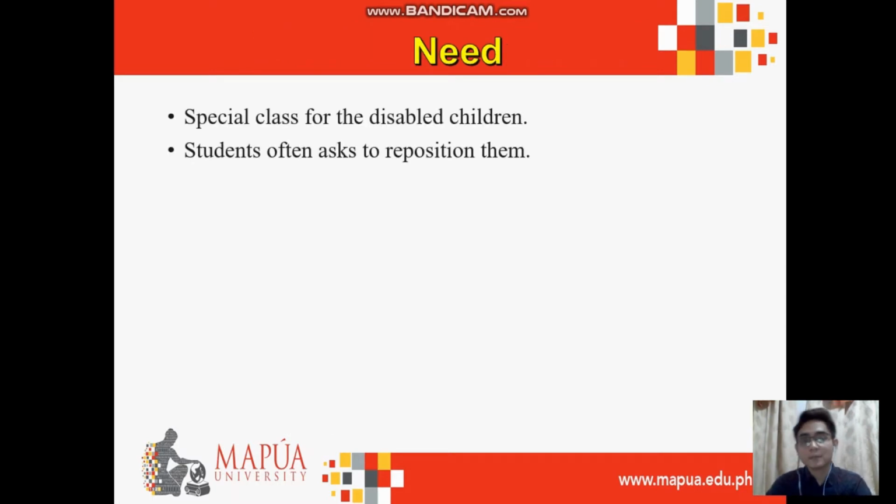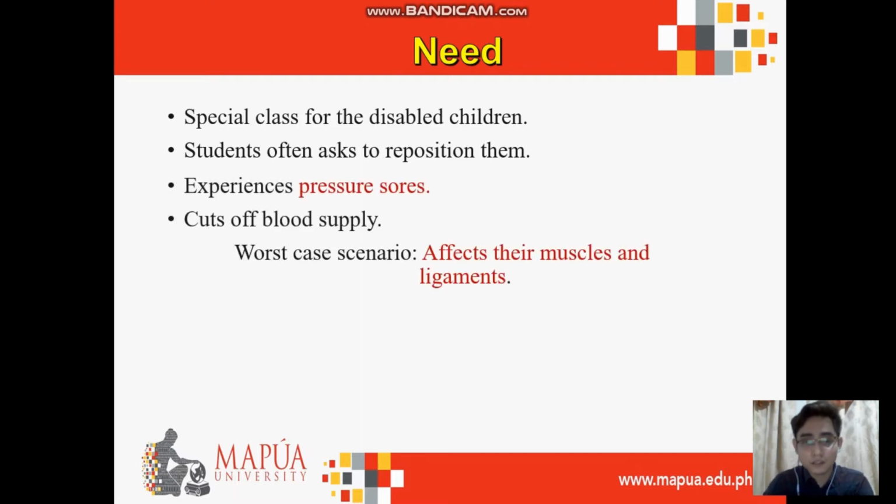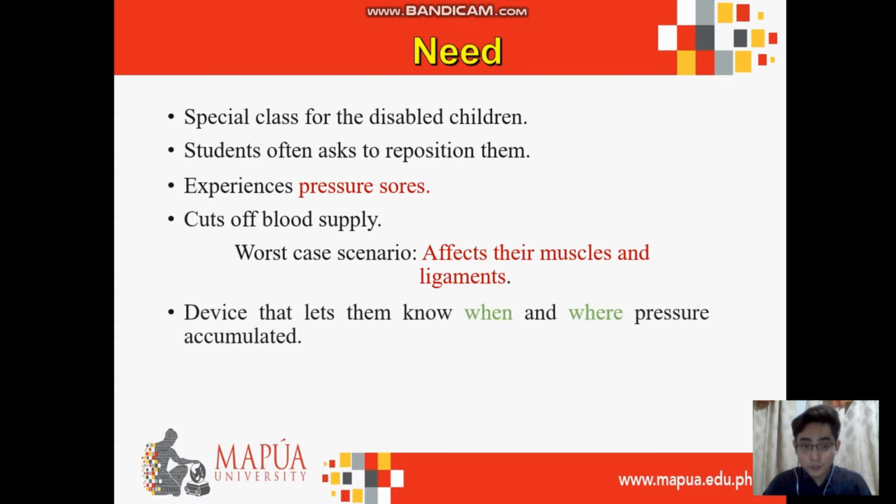There is a special class for these disabled children in which these students often ask their guardians to reposition them while sitting because they experience pressure sores, which cut off their blood supply and, in the worst cases, affect their muscles and their ligaments. So they need a device that lets them know when and where pressure is accumulated.